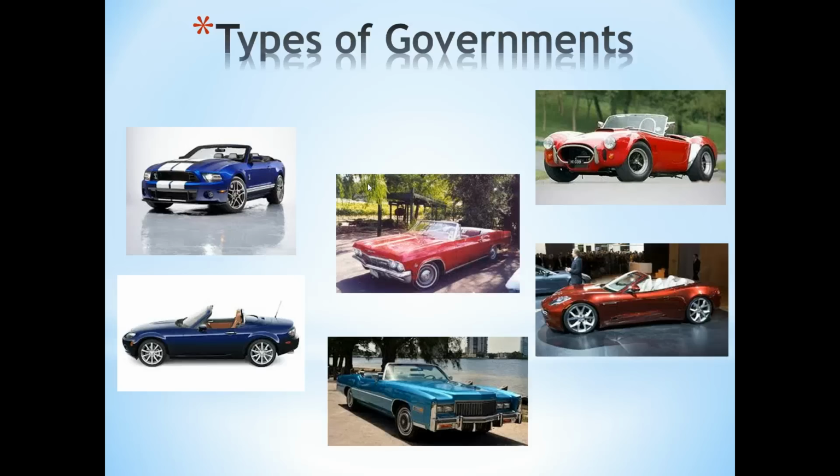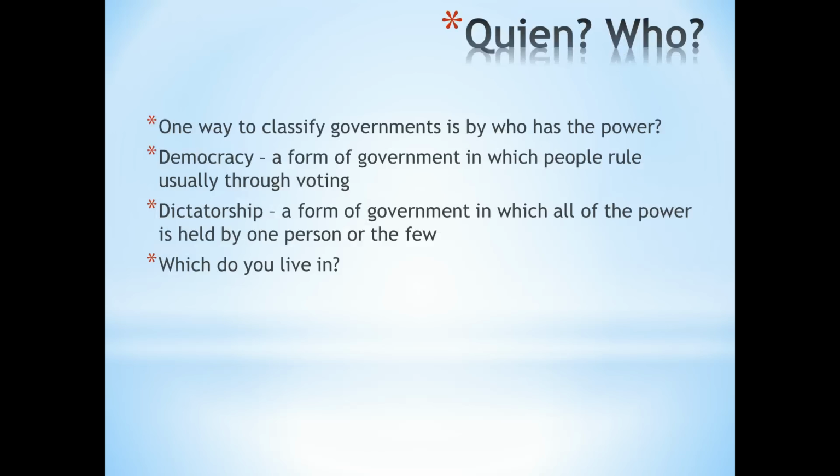Just like there are ways to classify cars, there are ways to classify governments. The first way that we're going to talk about is who has the power. The two that we're going to look at are a democracy or a dictatorship. Democracy is a form of government in which people rule, usually through voting. Democracy was formed back in Athens, in ancient Greece, and there are various forms of democracy that we'll talk about in just a minute. A dictatorship is a form of government in which all of the power is held by either one person or a few people. So look at your government and think, which one do you live in?